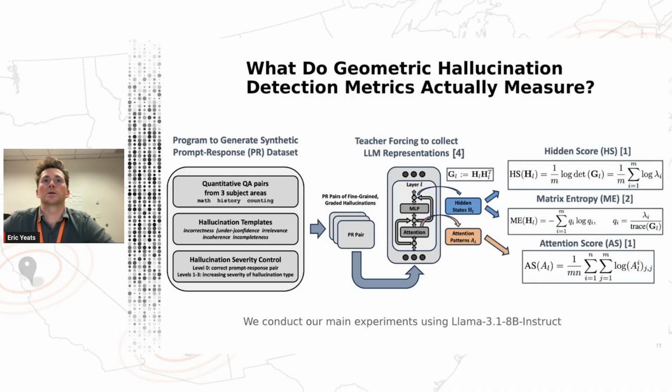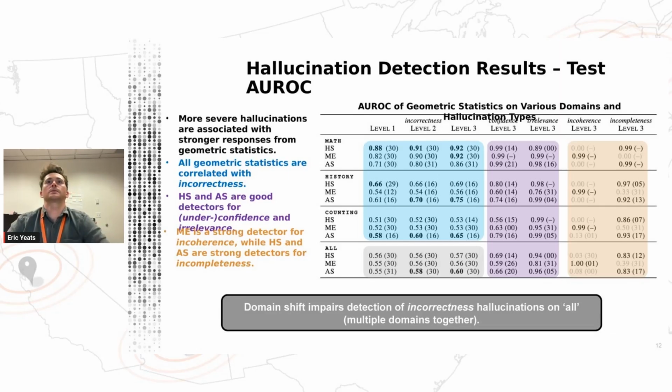And I'll note that we conduct our main experiments using Llama 3.1 8B Instruct. Okay, so here is a table of the test area under the receiver operating characteristic of each of those geometric statistics in detecting hallucinations of different types. So the decimal number that you see here is the ROC, or the area under the receiver operating characteristic, and the number in parentheses is the layer at which that metric was computed in the Llama model.